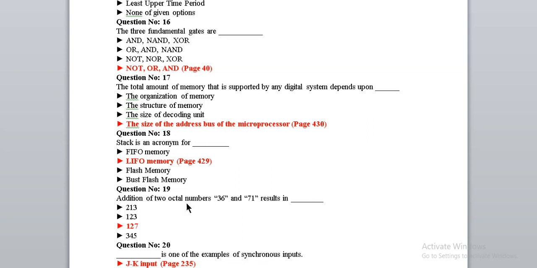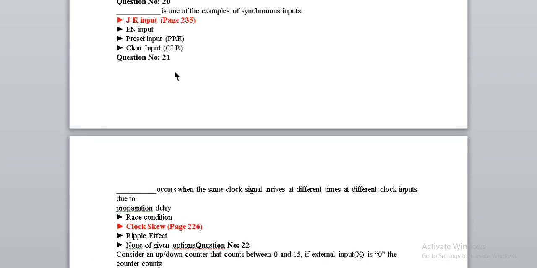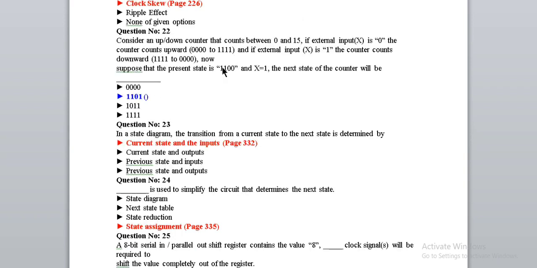Addition of two octal numbers 36 and 71 results in 127. ___ is one example of a synchronous input: JK input. ___ occurs when the same clock signal arrives at different times at different clock inputs due to propagation delay: clock skew. Next statement given, the correct answer is 1101. In a state diagram, the transition from a current state to the next state is determined by the current state and the inputs. ___ is used to simplify the circuit that determines the next state: state assignment.